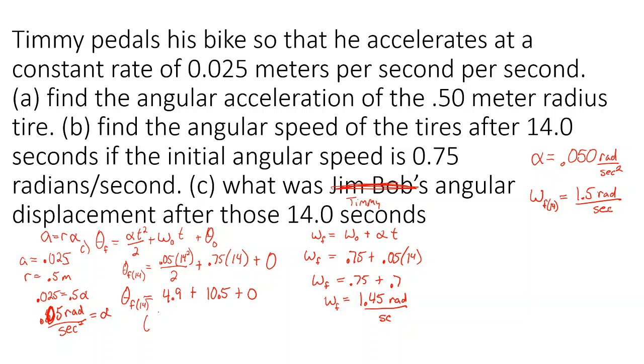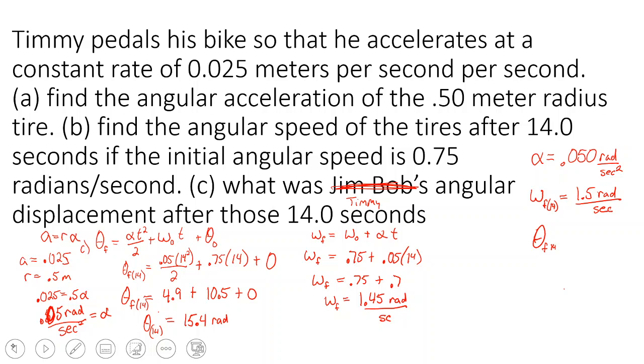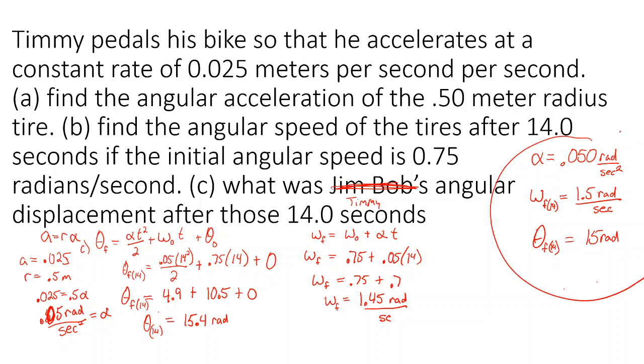So our angular displacement after 14 seconds equals 4.9 plus 10.5. That's not very far. 15.4 radians. Apply significant digits. Theta final at 14 seconds, or the displacement of it, is equal to 15 radians.